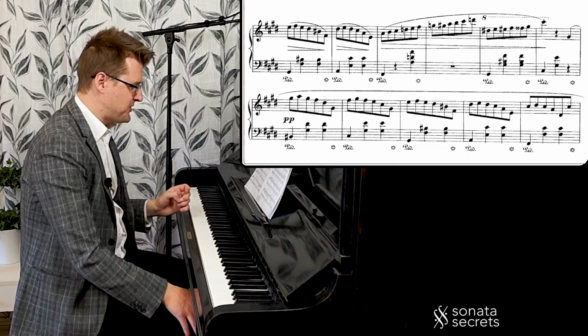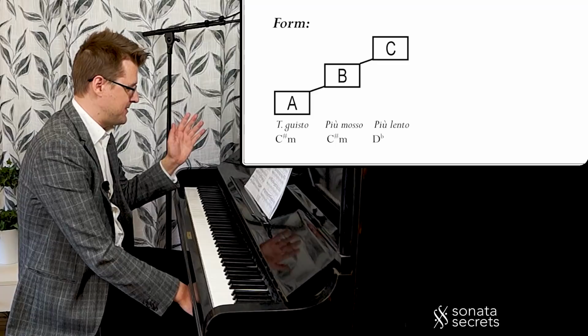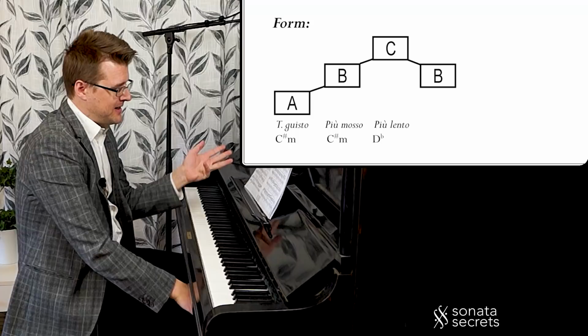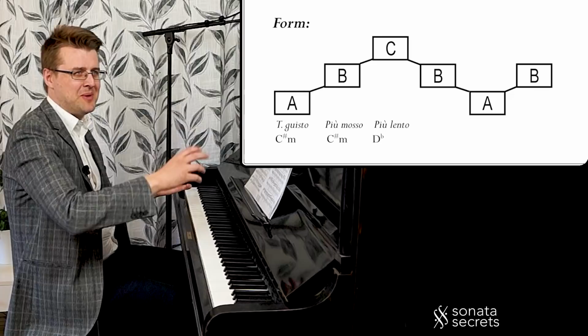So if we look now at the form of the piece, we have these three sections. They come one after each other. First is A, B, C. Then we're at B again. And then we're going to get A and B again. So we have this kind of circular form gravitating around the B section. And it acts like a chorus in the piece.